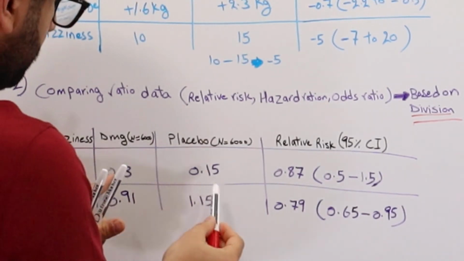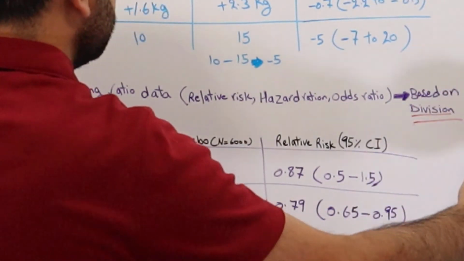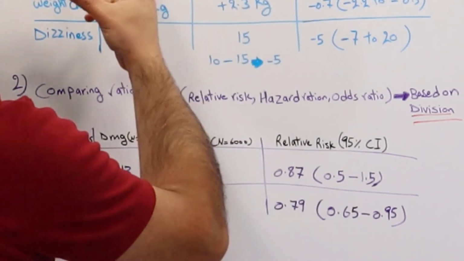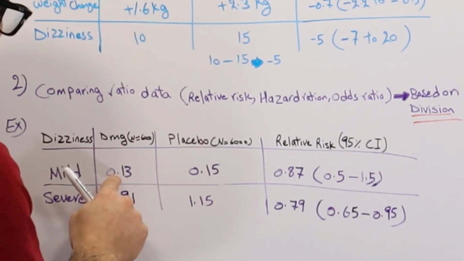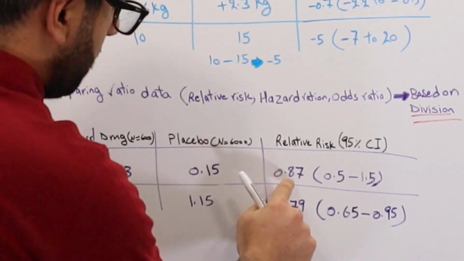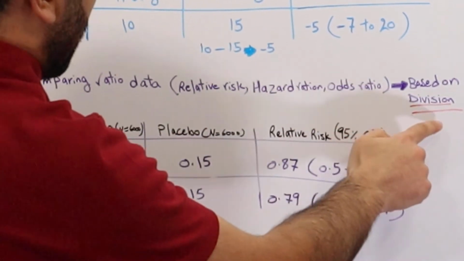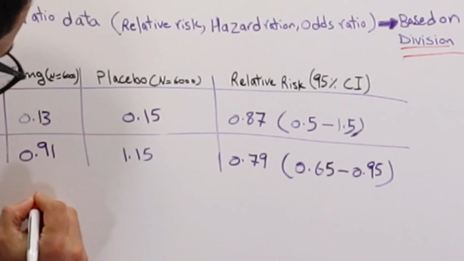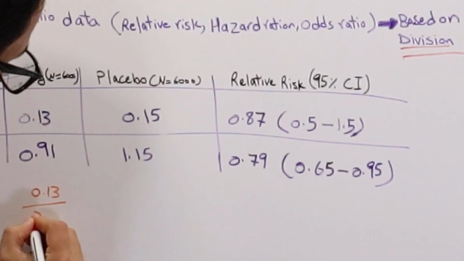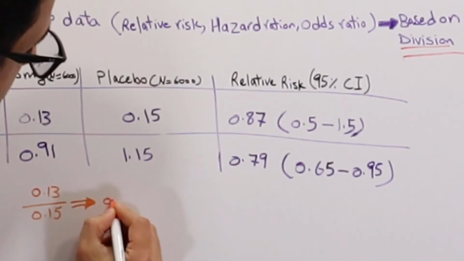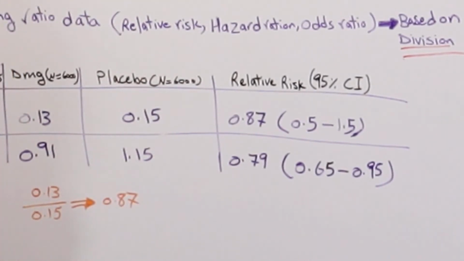And I picked the data just to make it easy for interpretation. It's not necessarily accurate. This is just something I picked to make it easy to understand. So here we have a ratio of 0.13, and then for a placebo we have 0.15. So how did I get the 0.87? I did a division: 0.13 divided over 0.15, and the answer is 0.87. Okay, that's where this 0.87 came from.